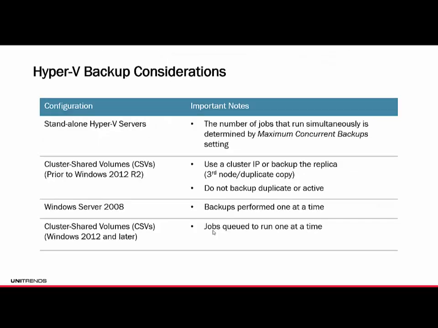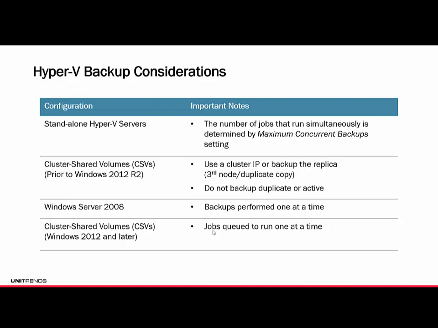A few Hyper-V backup considerations. When you check your configuration, if it's a standalone Hyper-V server, the number of jobs that run simultaneously is determined by the maximum concurrent backup setting. So if I have 10 concurrent connections, I'm going to run 10 backup jobs at a time against that standalone Hyper-V server, backing up all those guests.